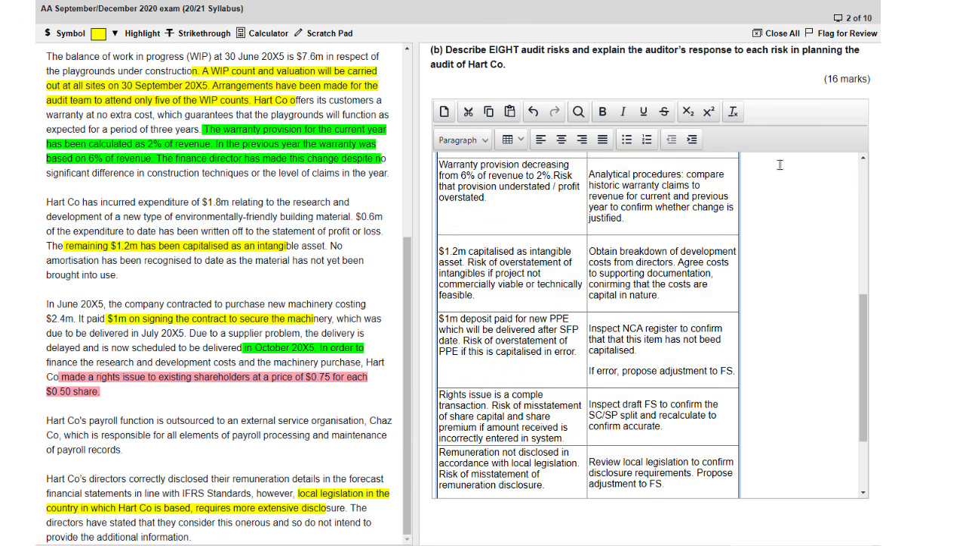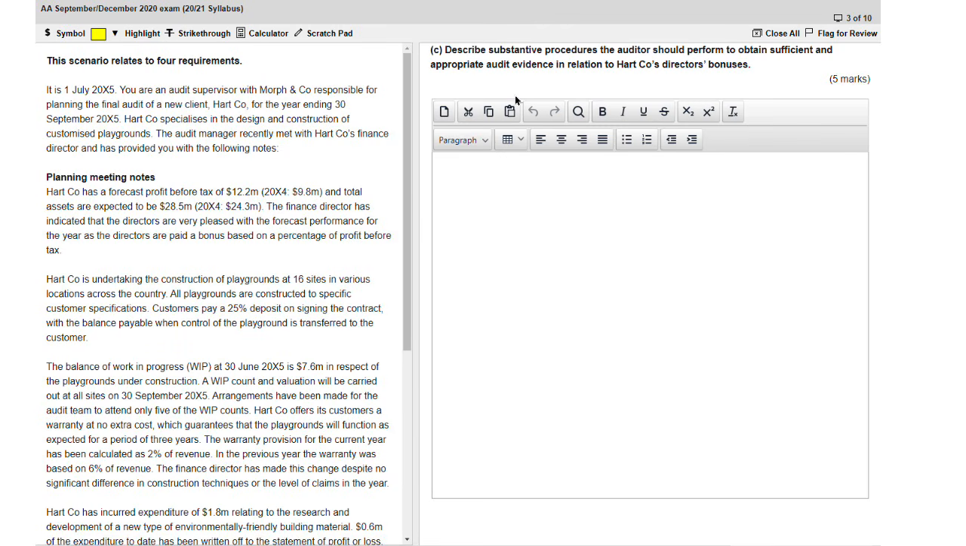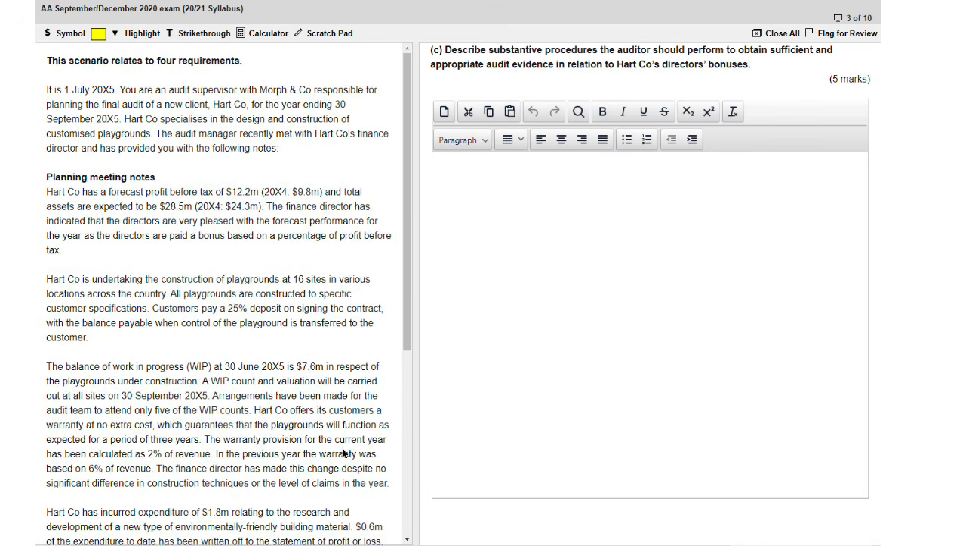Now we get to the final bit of this question, which was to say substantive procedures to get evidence about directors' bonuses. So let's have a look at what we know about bonuses. It's right down the bottom here. No, it's right up the top. There we are. Directors are paid a percentage of bonus based on profit.